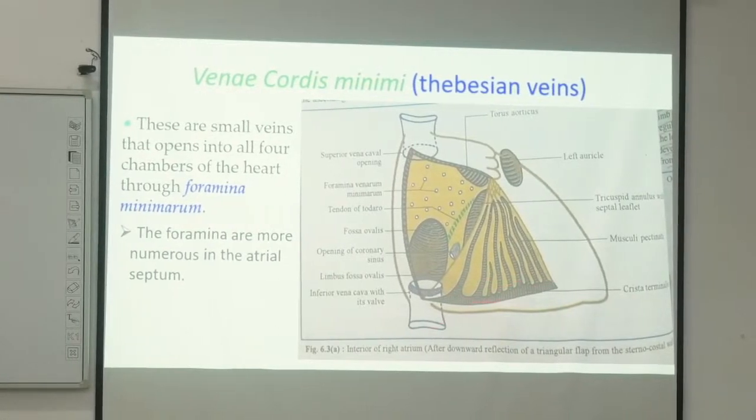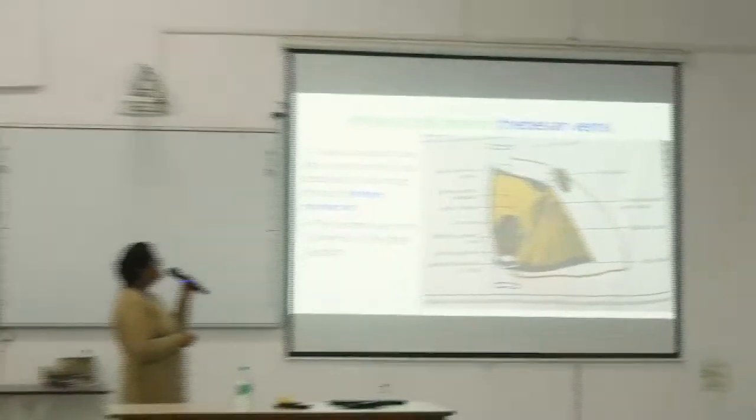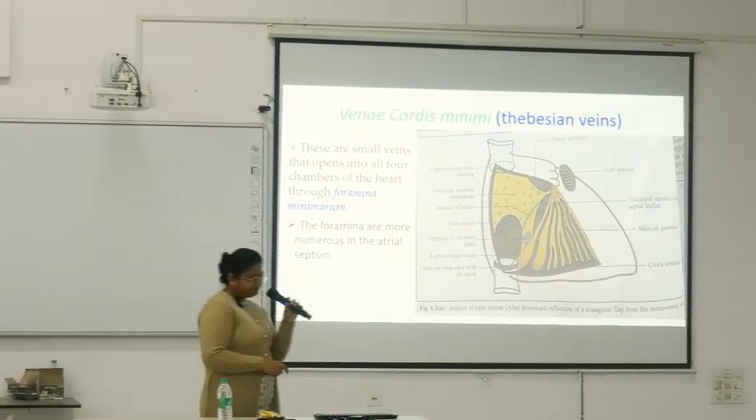Along the crista terminalis, along the right border of the heart, it has been cut open to show the interatrial septum. These small openings in the interatrial septum are the positions of the foramina venarum minimarum, and they are most numerous in the interatrial septum. These openings are present in all four chambers of the heart. So these small veins open into all four chambers of the heart through foramina venarum minimarum.